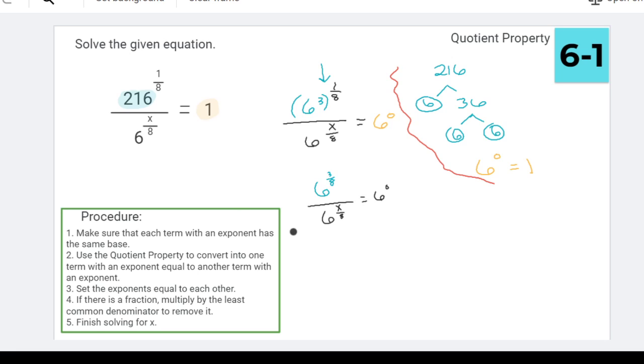Okay, so now I'm actually using the quotient property for this step 2. The quotient property says if you have 2 things with the same base, you can create one base when there's a division going on, where you're subtracting the exponents. So I'm taking 3/8 and subtracting x over 8, and it's going to be equal to 6 to the 0th power.